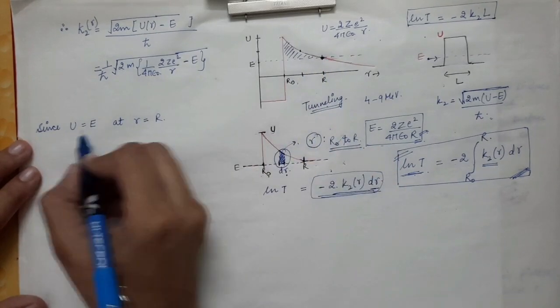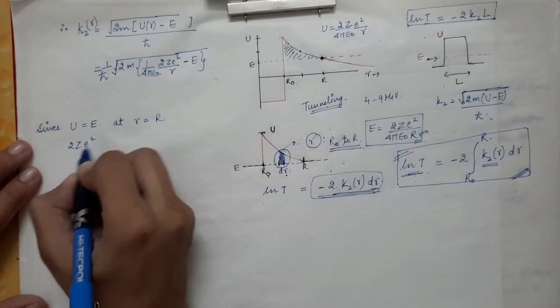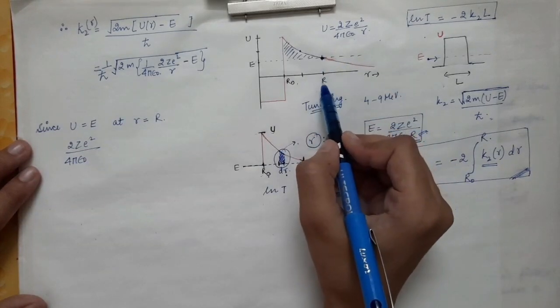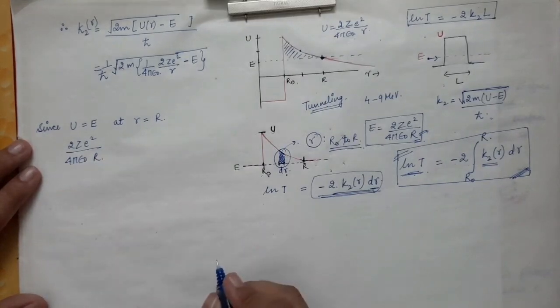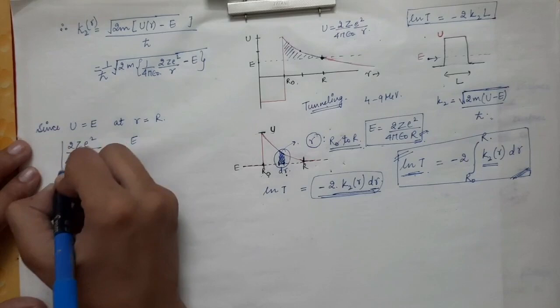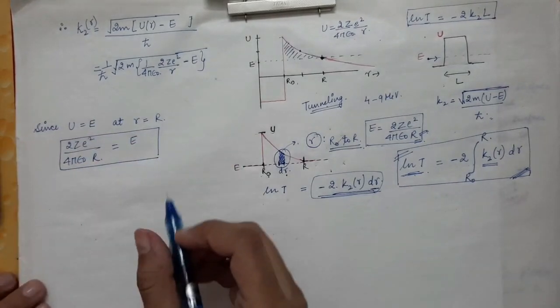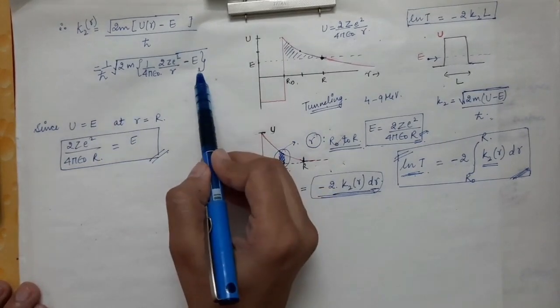So from here, what is u at this point? It will be equal to 2ze square divided by 4 pi epsilon naught. At this point what is r? It is equal to capital R. So u will be equal to 1 by capital R into this constant term, and that will be equal to E. So this is the expression of energy of the alpha particle. Now we will substitute this term in this K2.